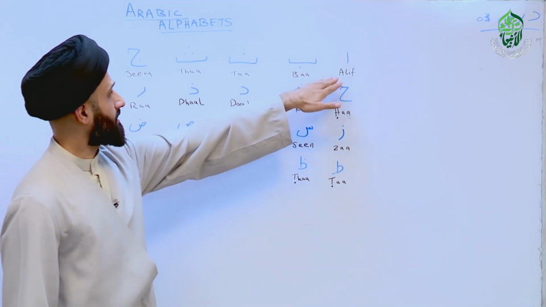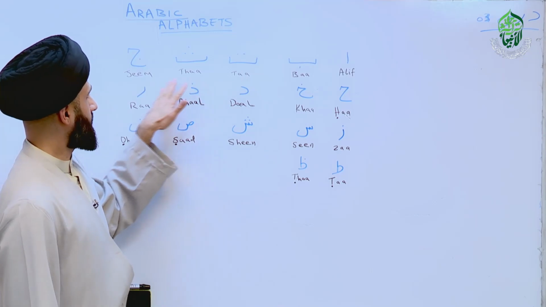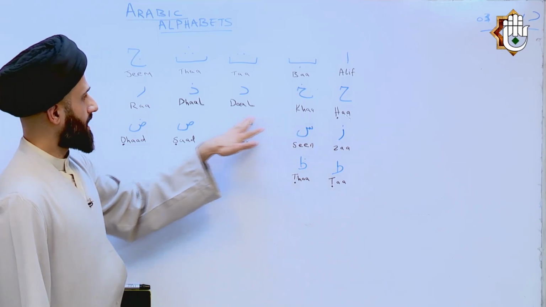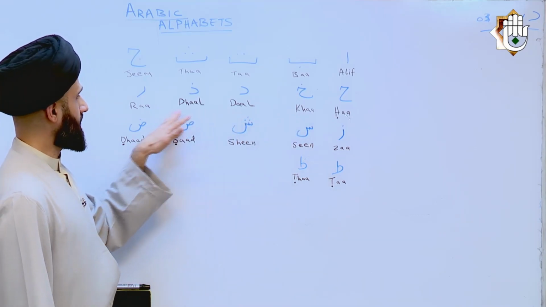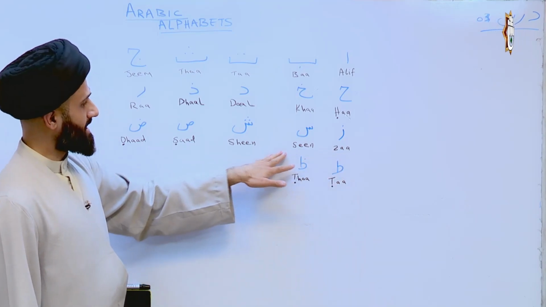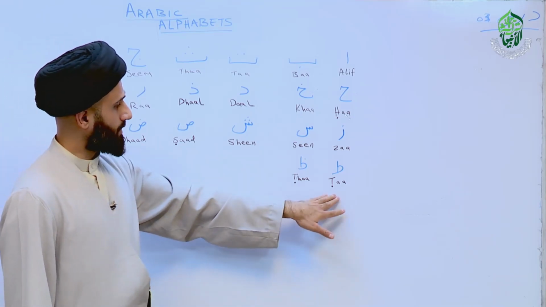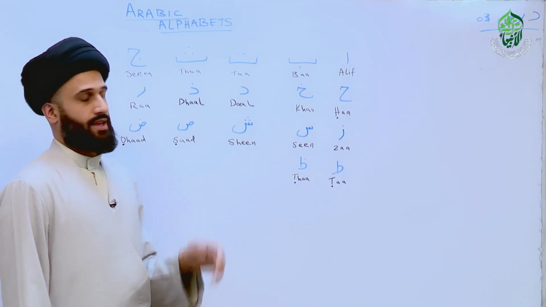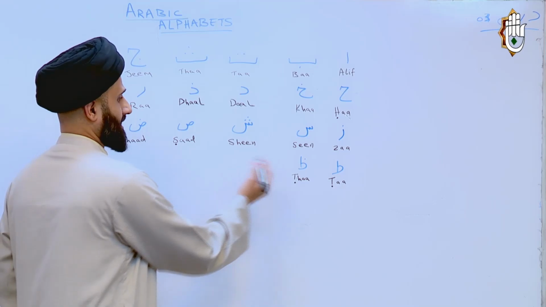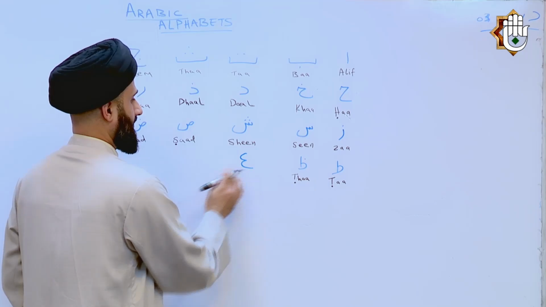So let's go. Bismillah. Alif, ba, ta, tha, jim, ha, kha, dal, dhal, ra, za, sin, sheen, sad, dad, ta, dha. We've gotten up to dha, and let's continue now, dear brothers and sisters, with the next letter. After ta, dha, ayn.